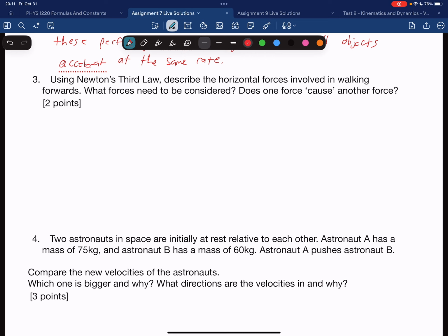So, horizontal forces involved in walking. The reason I say that is because, of course, there are tons and tons of forces. Every individual muscle fiber and piece of your body is involved when you walk. I don't even want to pretend I understand the biomechanics of all that. But what I do understand is the little bit of friction between your feet and the floor. So to walk, you push backwards on the ground.